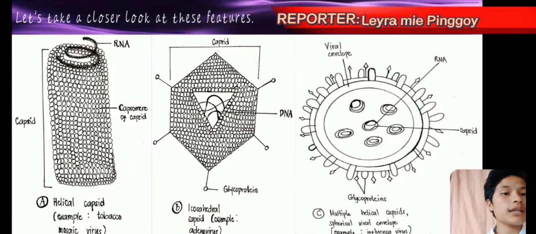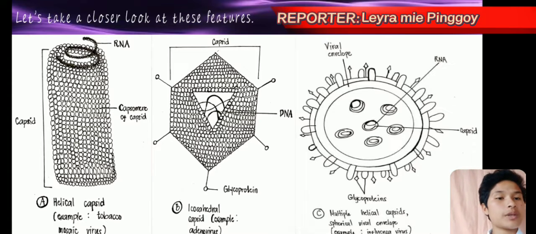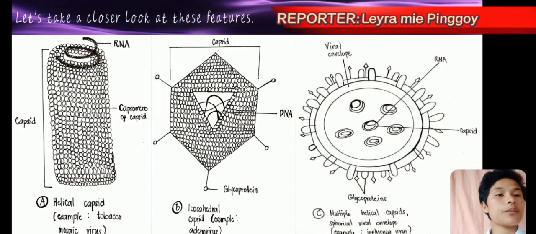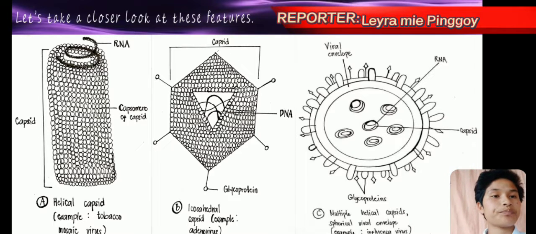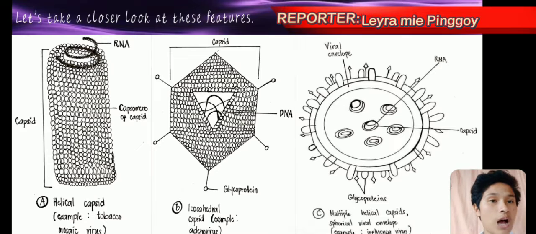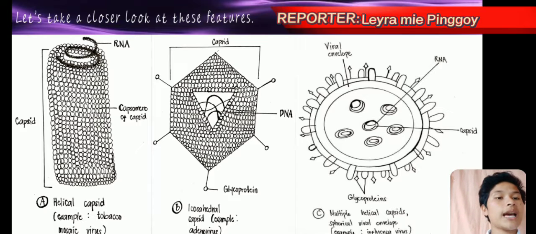Next example is the multiple helical capsids with a spherical viral envelope. An example of it is the influenza virus. As you can see, inside the capsid is the RNA. But outside the capsid, it now has a viral envelope that protects the capsid. Last are the glycoproteins that look like tentacles.